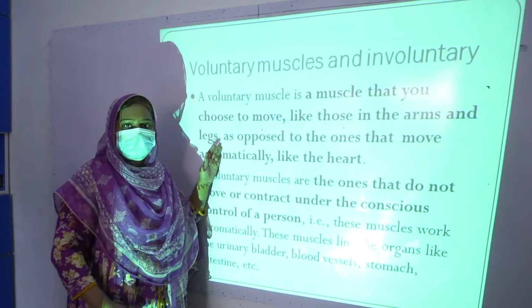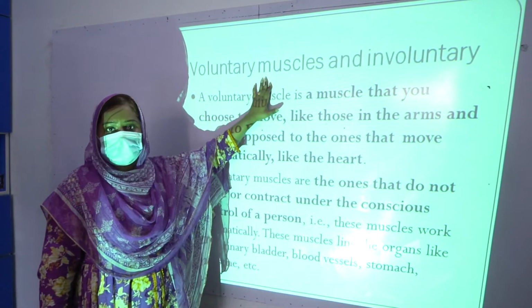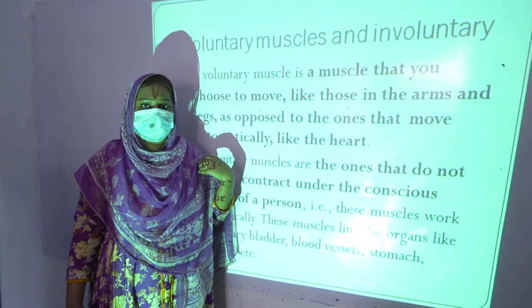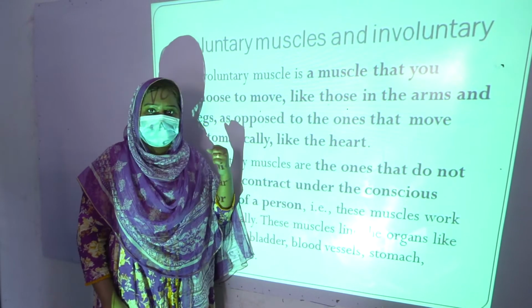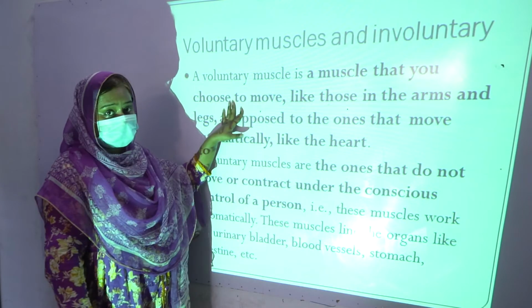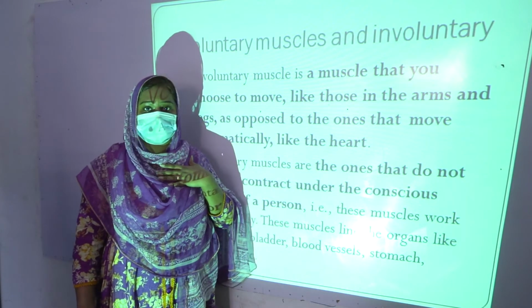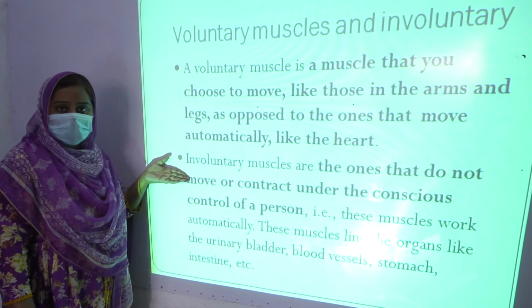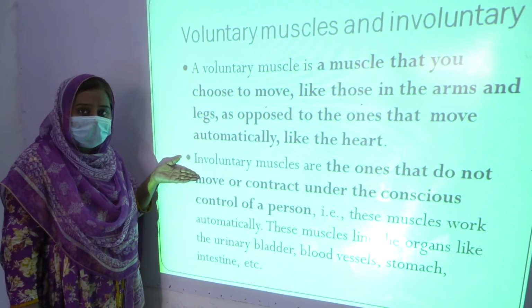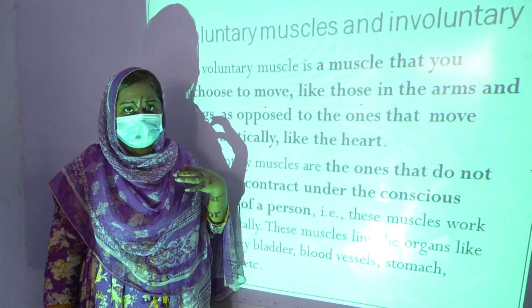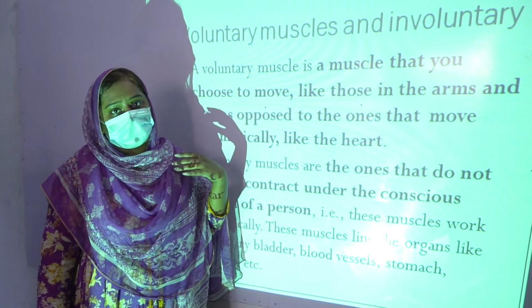Students, voluntary muscles and involuntary muscles. Voluntary muscles are those muscles that are in our own control, like our hand, our leg. Hand muscles and leg muscles are our voluntary muscles. It is our own choice whether we want to move it or not. As compared to that, involuntary muscles are not in our own control. They move automatically, like our heartbeat.